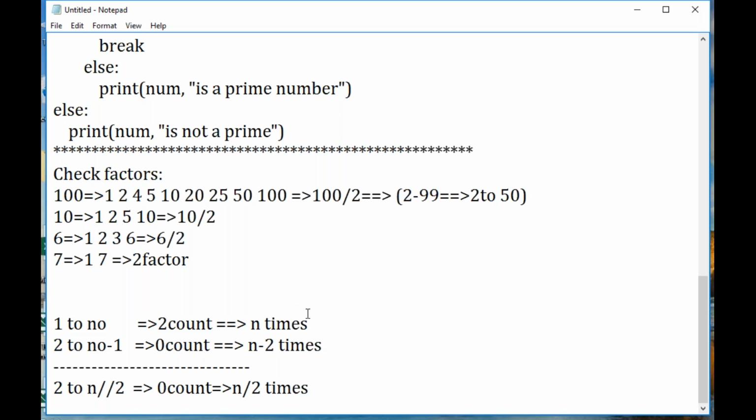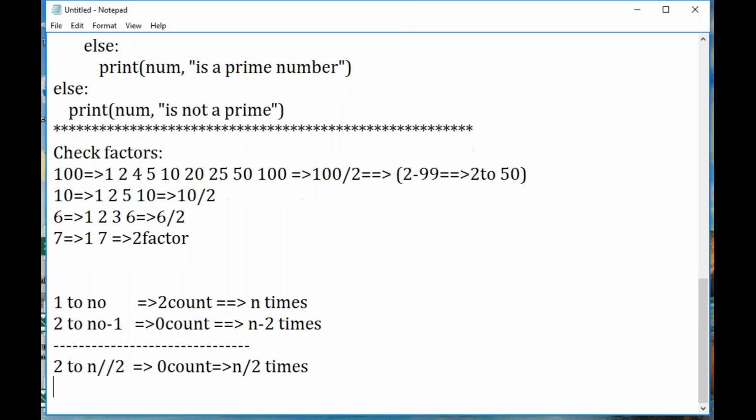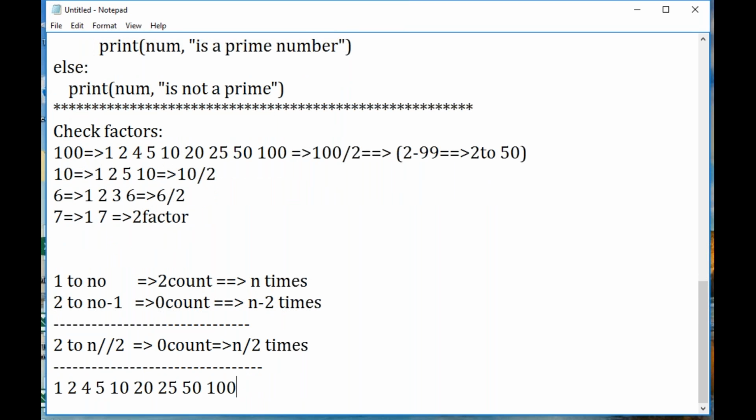And next, I'll take this one where I'm going to optimize still more. Instead of going 50 times, here I've taken 100 as an example, right? Instead of going 50 times, just by executing 10 times, I'm going to find whether the particular number is a prime number or not. I'll tell you the logic behind it. The same program you write, you're going to see how to optimize it. So these are the factors of 100. So I'll never go till 100. I'll go only till 10.